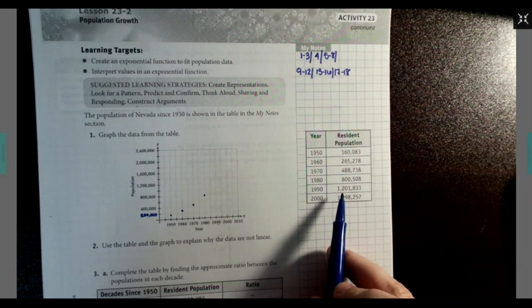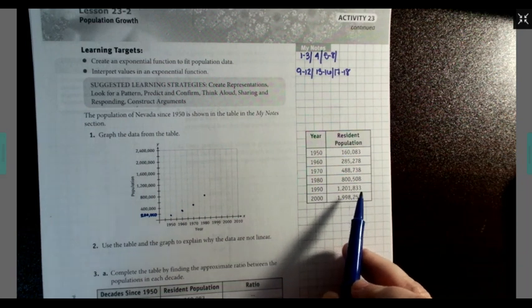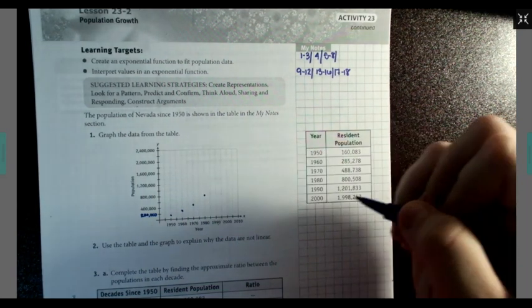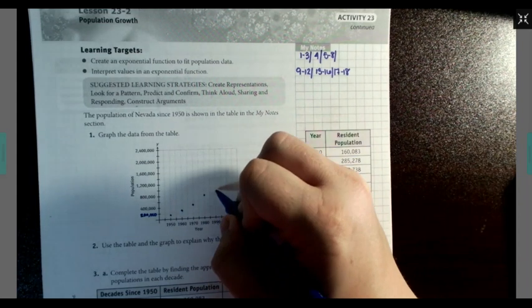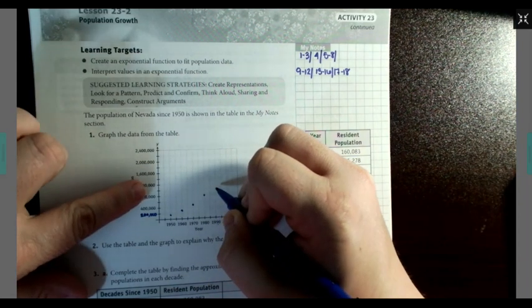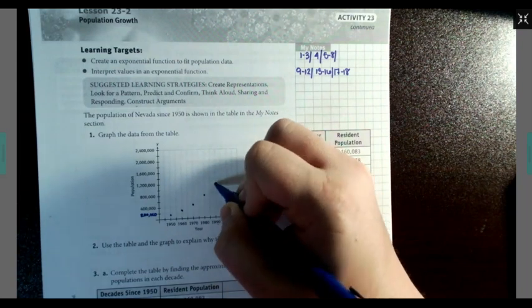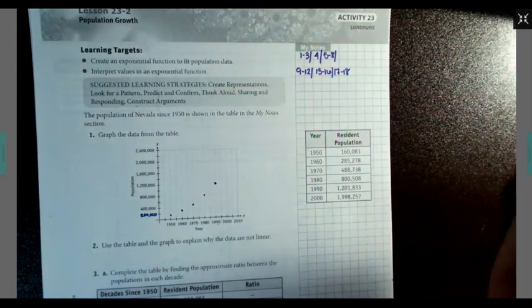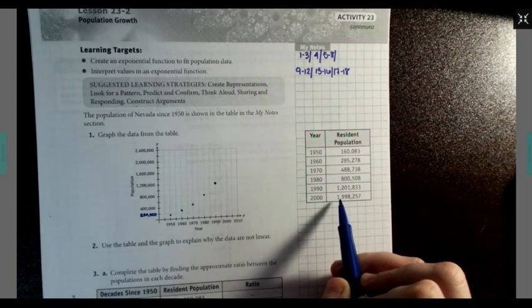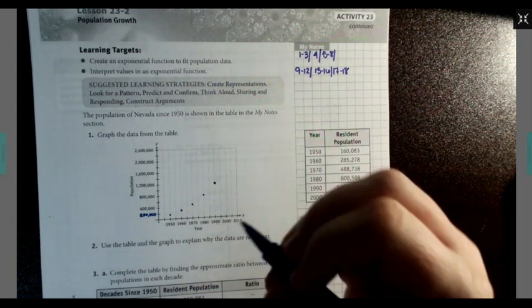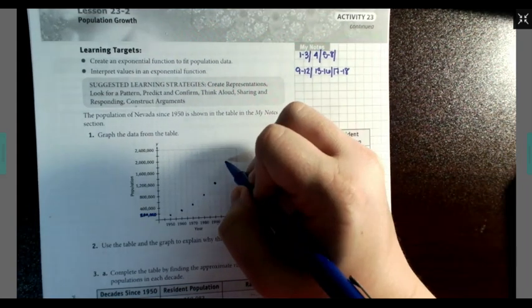That was in 1980. Then we've got 1990, 1,201,833. So let's see. This is the 1.2 mil. Right close to there. All right. And here we have right under 2 million in the year 2000.